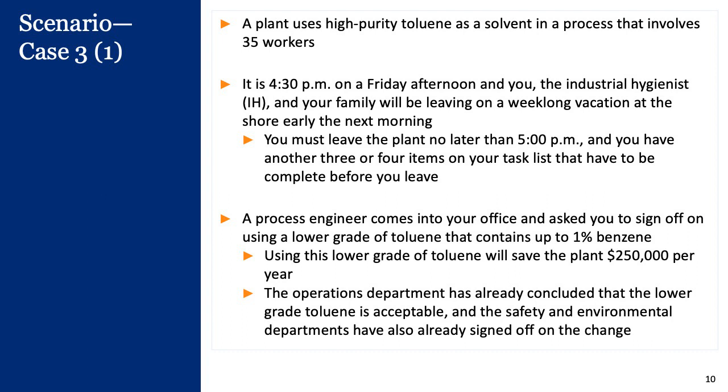And right then, this process engineer comes into your office and asks you to sign off on using a lower grade of toluene that contains up to 1% benzene. If we use this lower grade of toluene, that'll save the plant about $250,000 a year. The operations department has already concluded that, at least for the industrial purpose, the lower grade toluene is acceptable. And the safety and environmental departments have already signed off on the change as well.